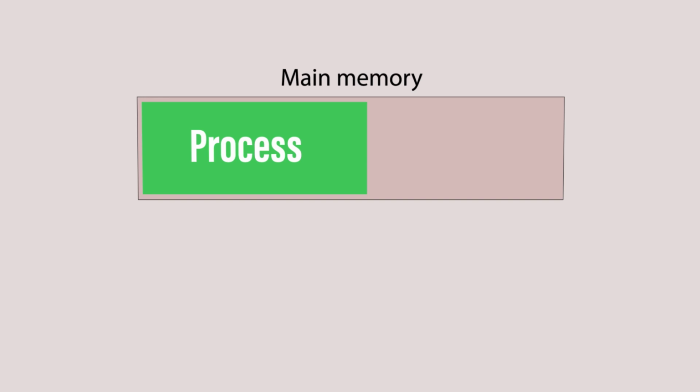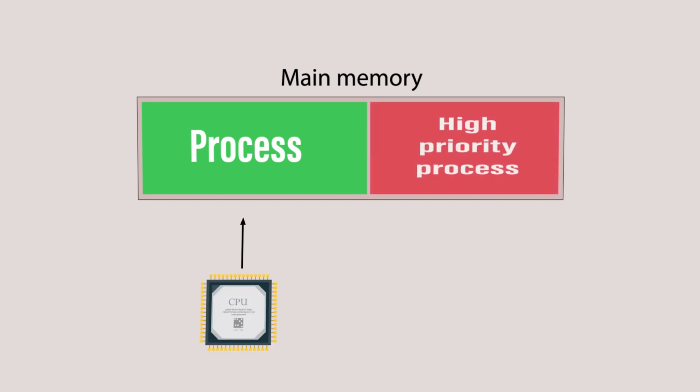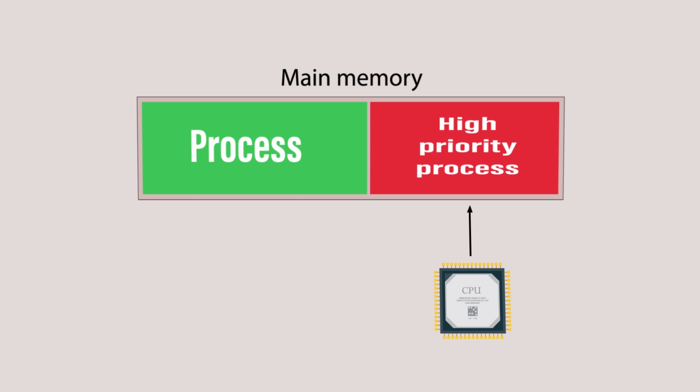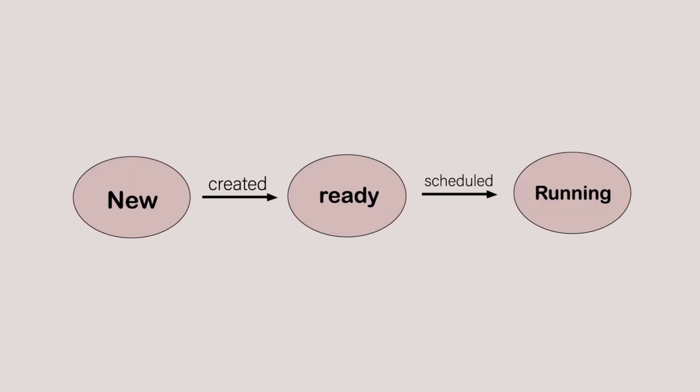When a process is being executed by the CPU and a high priority process comes into main memory or the ready queue, the CPU will give importance to the high priority process, so it will stop executing our process and start the execution of the high priority process. At that time the state changes from running state to ready state.